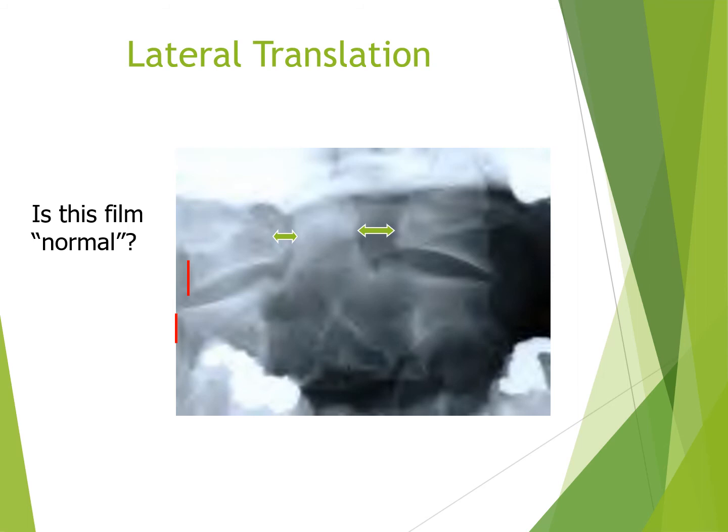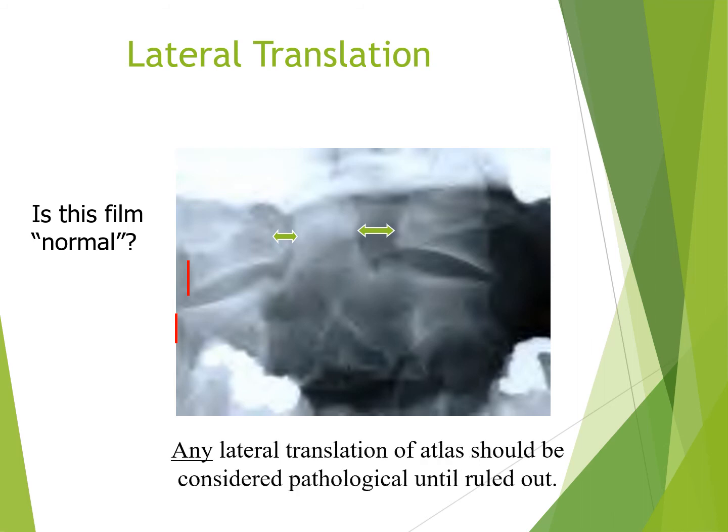So is this a normal or abnormal film? Well, it looks like it may be translated on the left-hand side, but it looks even, maybe slightly to the right on the right-hand side. Okay. Any lateral translation, you should consider ruling out pathology first, or is this a film with just a lot of atlas rotation?